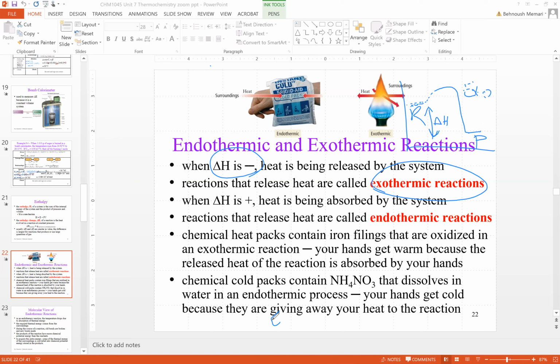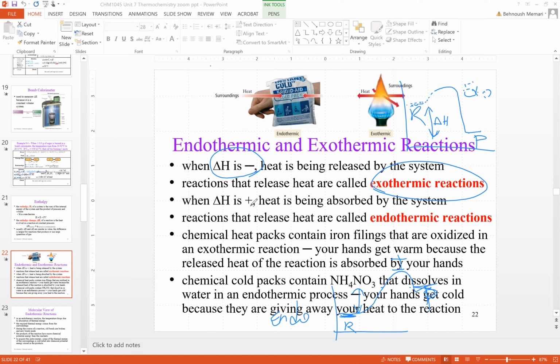For an endothermic reaction, it's the opposite. We have the reactants with lower energy. The products have higher energy, and this is the transition state. This amount of energy needs to be provided to the reactant to change into the product, because the product needs this amount of energy. It has more energy than the reactant. So we have an endothermic type reaction.